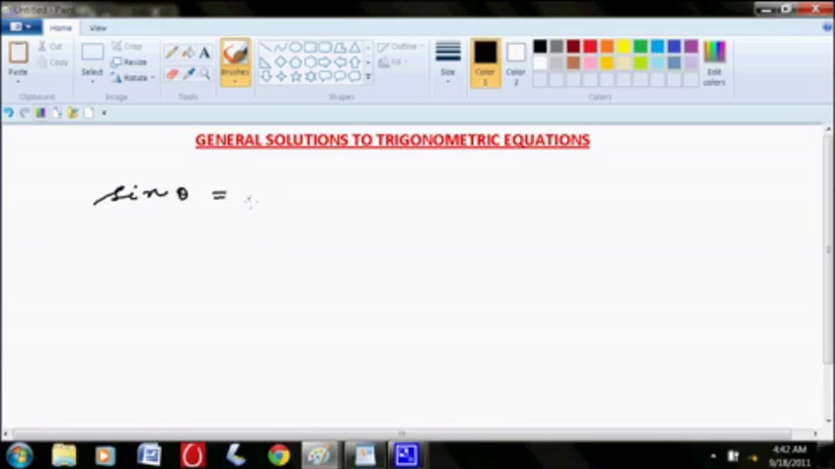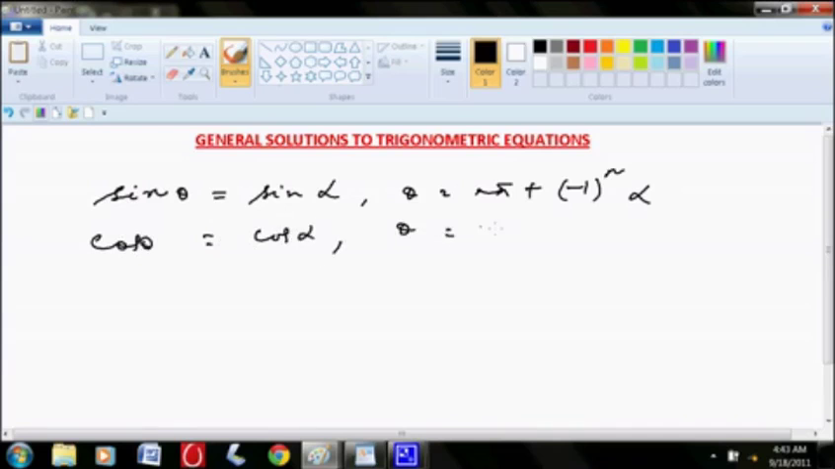One is if sin theta equals sin alpha, then theta equals n pi plus minus 1 to the power n into alpha. If we have cos theta equals cos alpha, then theta equals 2n pi plus or minus alpha. If we have tan theta equals tan alpha, theta equals n pi plus alpha.